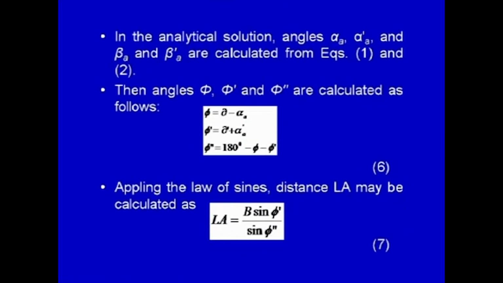In the analytical solution, the angles alpha A, alpha A dash, beta A and beta A dash are calculated from equations 1 and 2 determined previously. Then the angles phi, phi dash and phi double dash are calculated as follows, where phi is equal to delta minus alpha A, phi dash is equal to delta dash plus alpha A dash, phi double dash is equal to 180 degrees minus phi dash. Now, by applying the law of sines, distance L A may be calculated as B multiplied by sine phi dash divided by sine phi double dash.